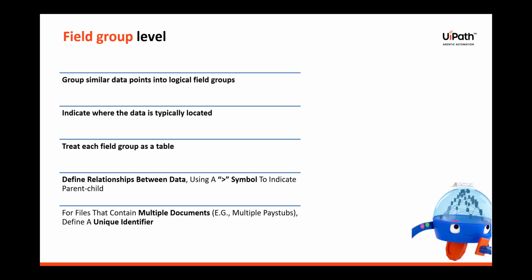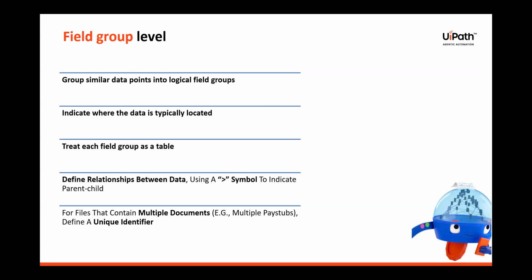And treat each field group as a table. So basically in the IXP, everything is in the format of a table. So whenever we define the group, the packet model will treat it as a table, and all the fields will be considered as columns.